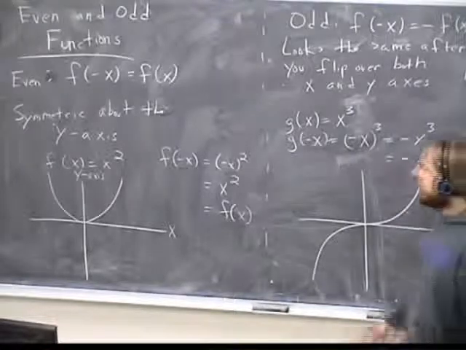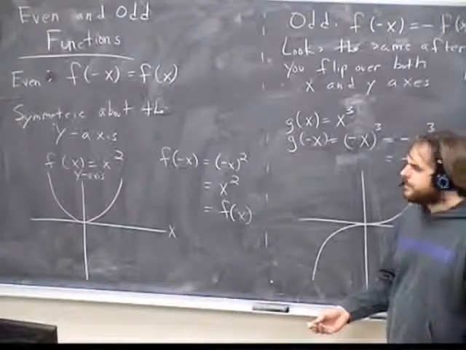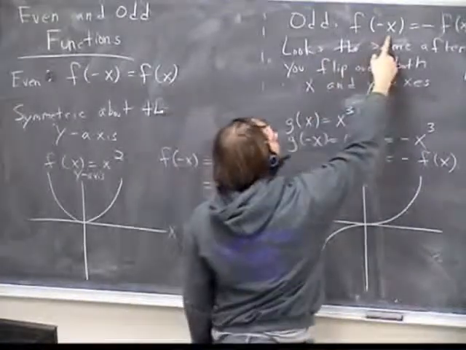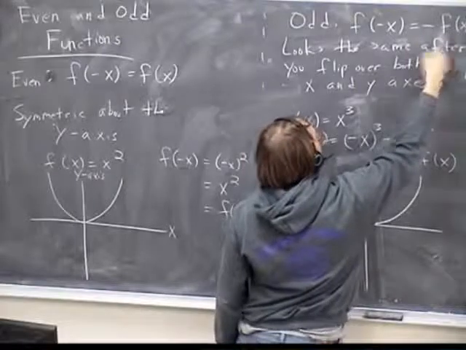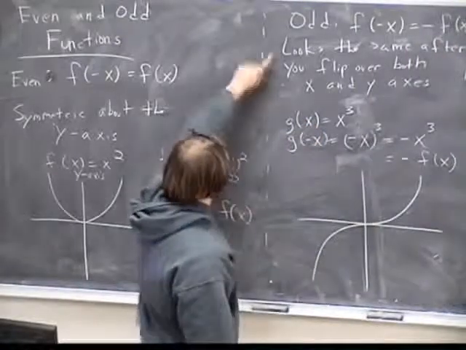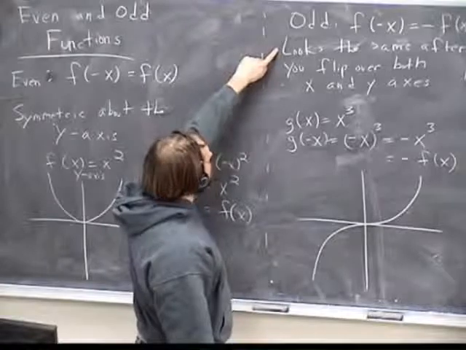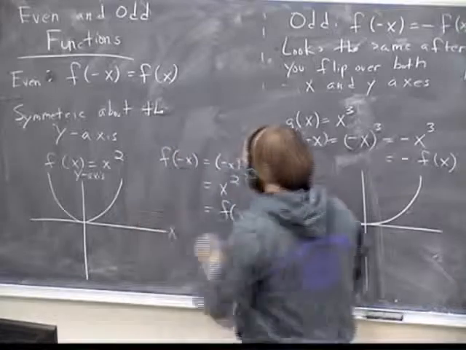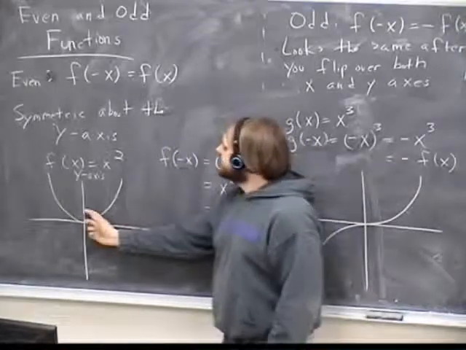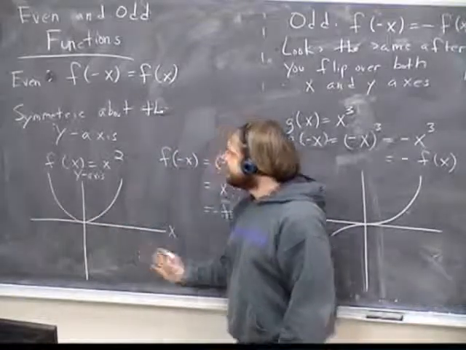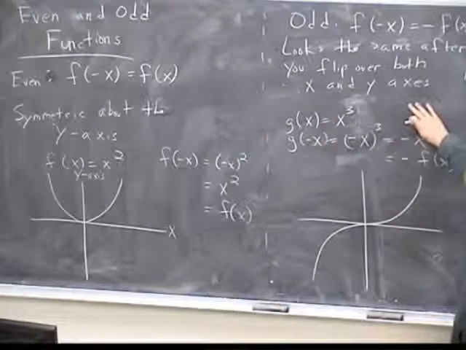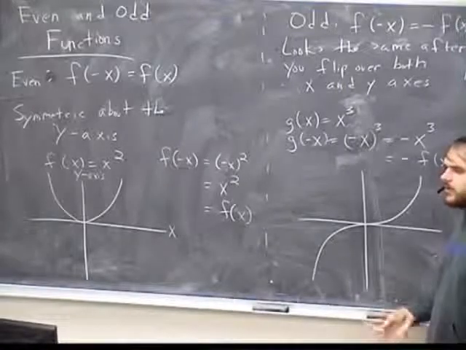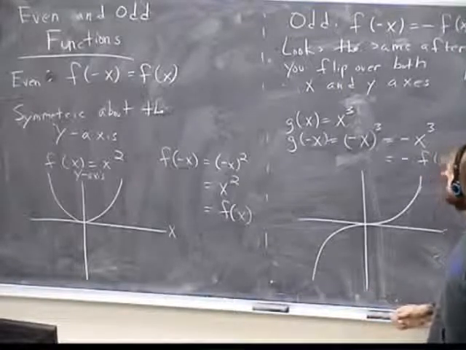Okay. Now an odd function will also have a symmetry property. Here's the definition of an odd function. F of minus x equals minus f of x. And the symmetry property that this kind of function will have is it'll look the same after you flip over both the x and y axes. So here with even functions, we only had to flip over the y-axis, and we got our picture back the same way. With odd functions, we'll have to flip over both the x-axis and the y-axis, and only after that will our picture end up being the same as when we started.